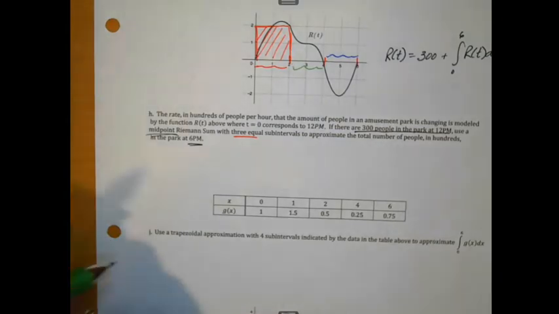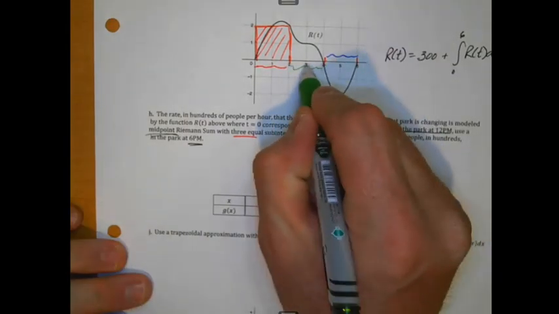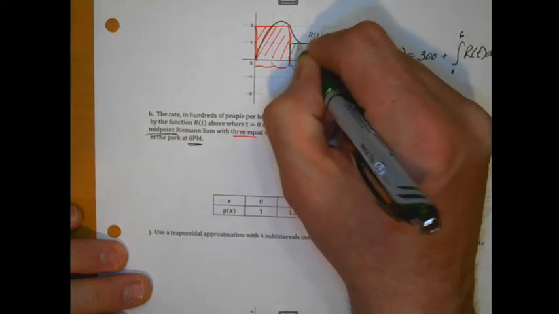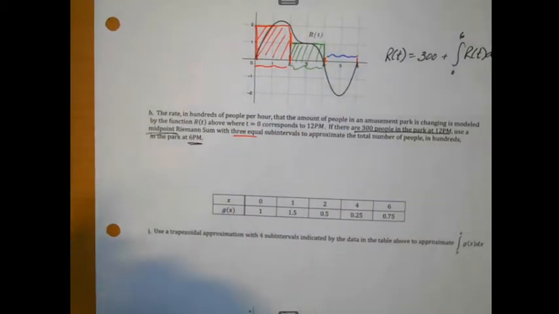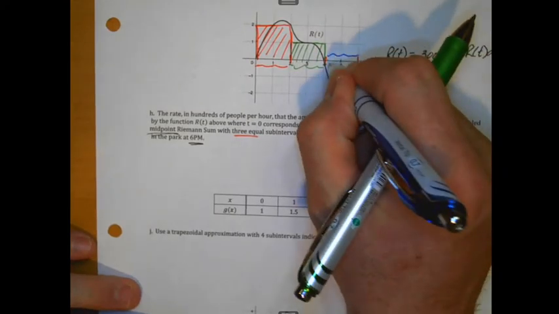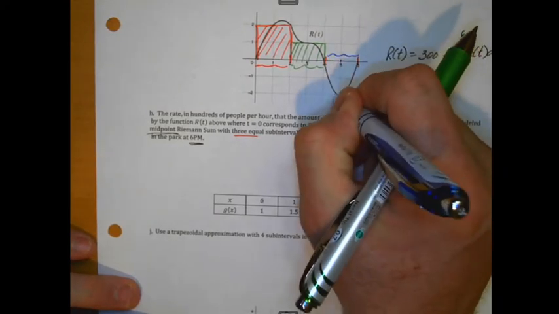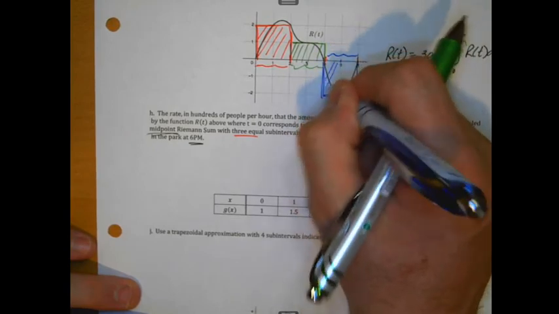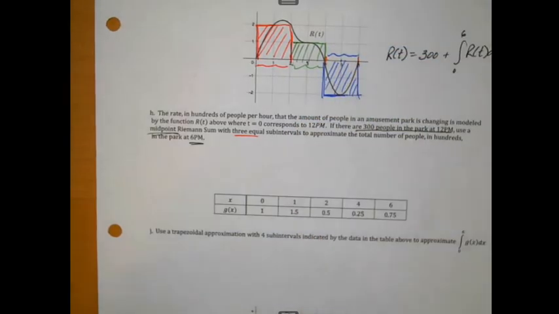The green one is going to go to the midpoint of 2 and 4, which is at 3. We're going to find that value. We're going to put a rectangle over. And then we're going to go to 5, because that's halfway between. And we're going to see that the rectangle hits right there. And we're going to look for that area. So we need the areas of each of those.